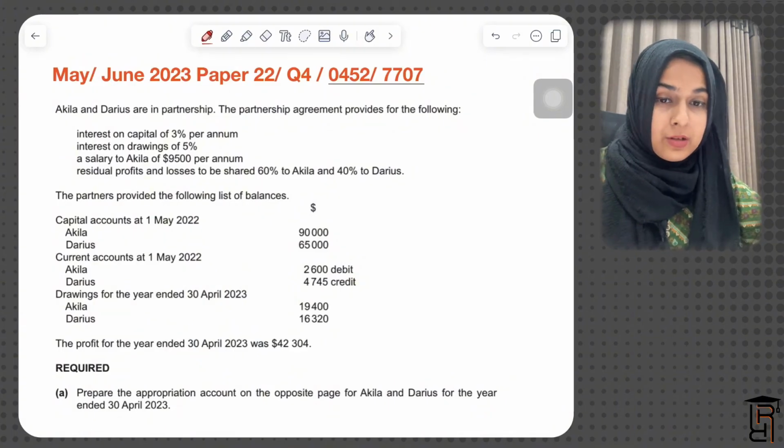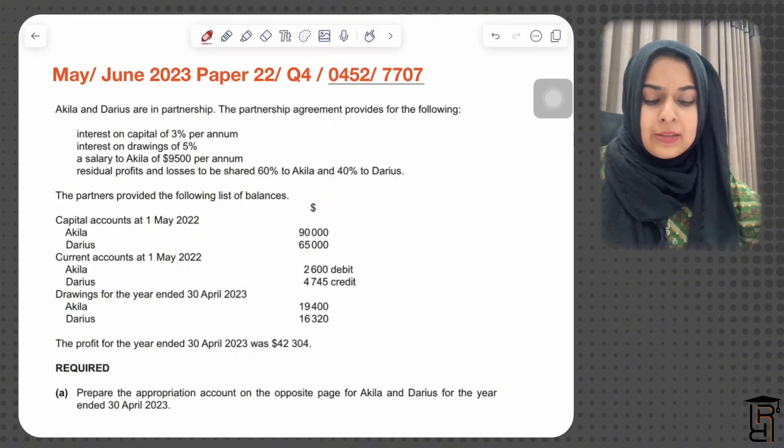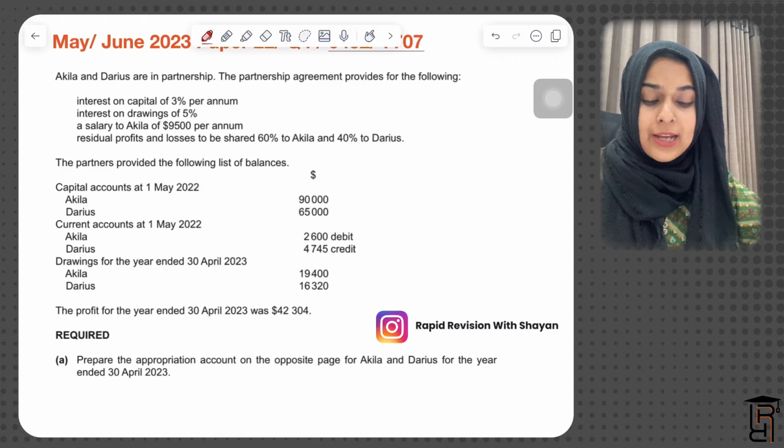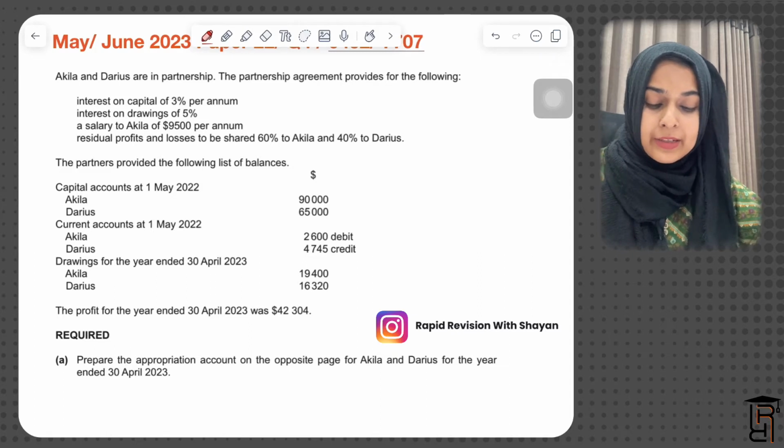Today's video is about a partnership question, and it's the first time I'm posting something from partnerships. This question is from May-June 2023, paper 22, question number 4. It says Akila and Darius are in partnership. The partnership agreement provides for the following. All partnership questions will have these details that you need to use for the appropriation account: interest on capital 3% per annum, interest on drawings 5%, a salary to Akila of $9,500 per annum, and residual profits and losses to be shared 60% to Akila and 40% to Darius.